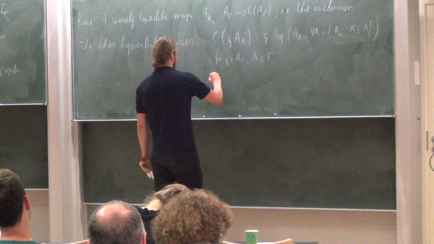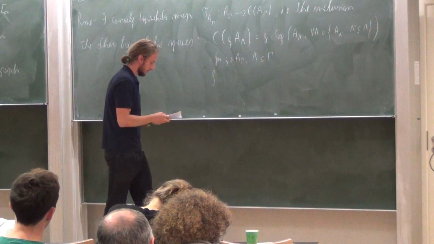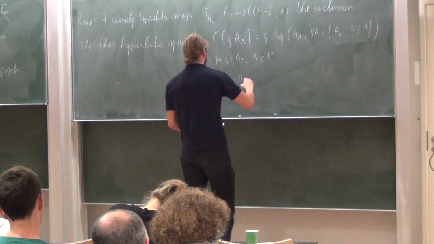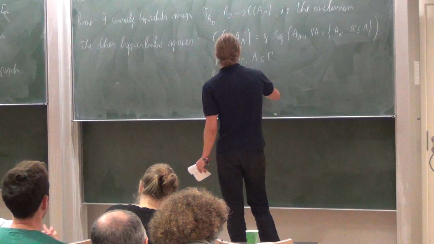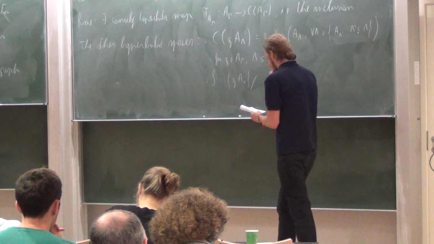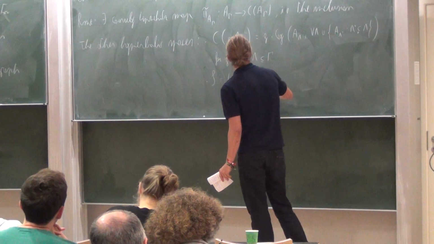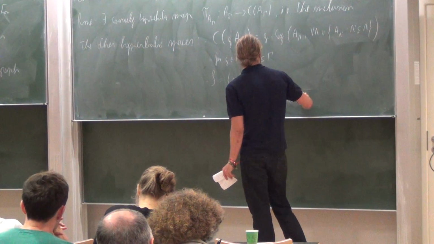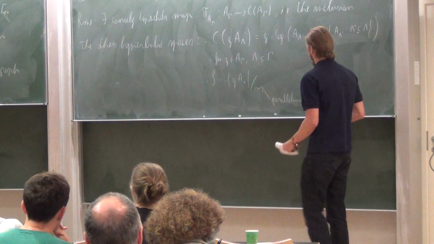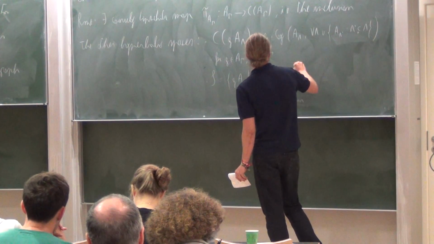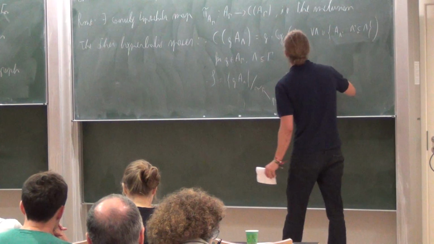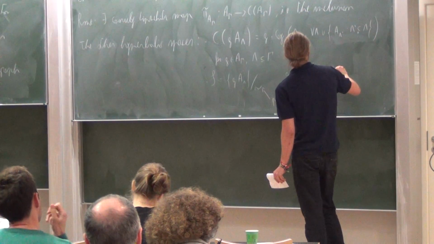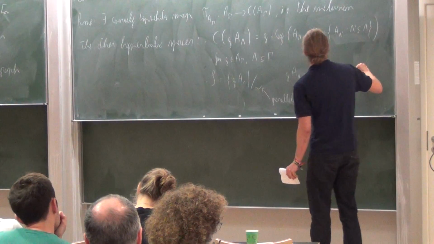to specify. So let me denote by S a set of gA lambdas as well, but we divide by the parallelism equivalence relation. Okay. And we declare gA lambda to be parallel to hA lambda if g versus h commutes with A lambda.